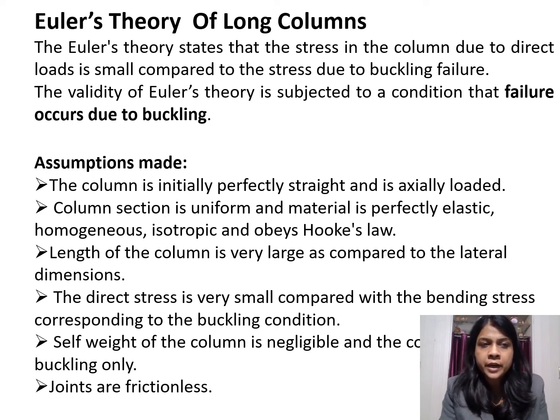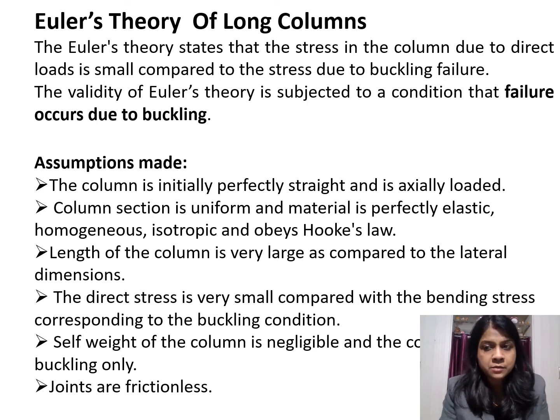if the self weight is considerable, then the column will not easily buckle. The column will not fail easily. So that's why we have to consider that the column weight is negligible, and all the joints of the column are frictionless, because in the existence of friction, failure will not occur easily. That's why all the joints must be frictionless.